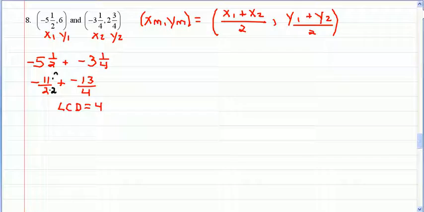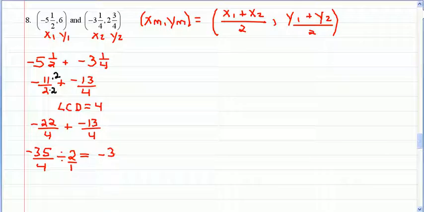And then I would have to multiply the first fraction by 2 so that the denominator is 4. And this gives me negative 22/4 plus negative 13/4, which is negative 35/4. So negative 35/4 is our x1 plus x2. But then we have to divide it by 2. And when you divide fractions, you have to multiply by the reciprocal.